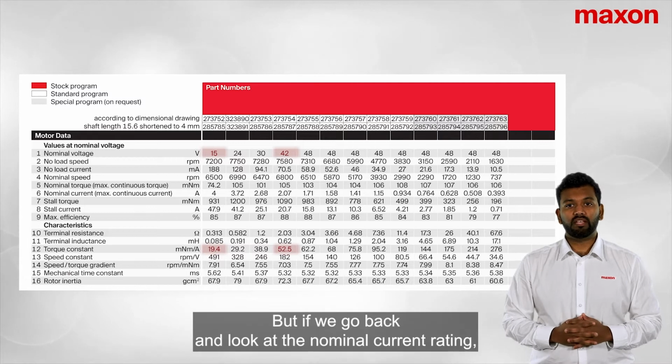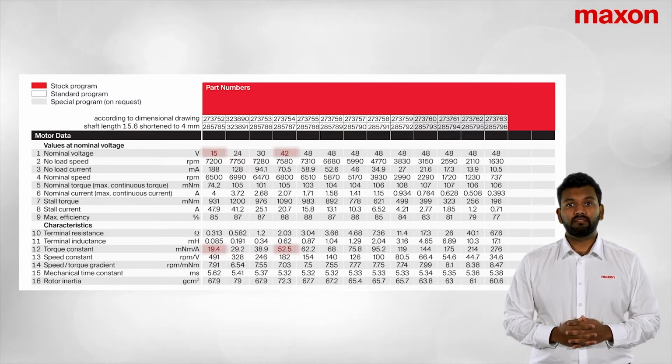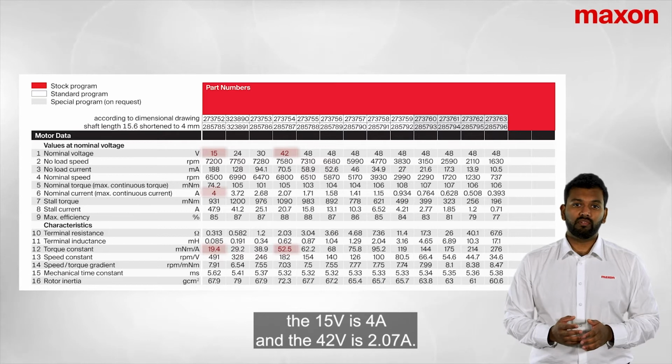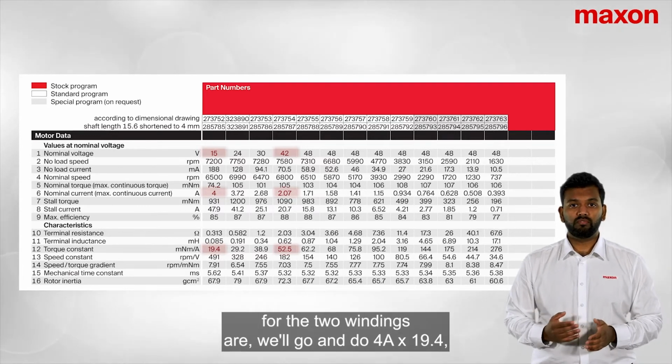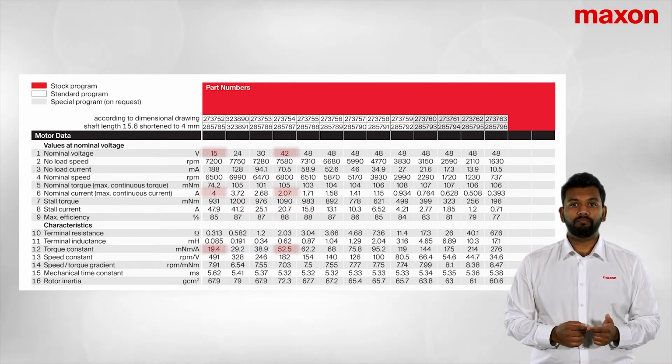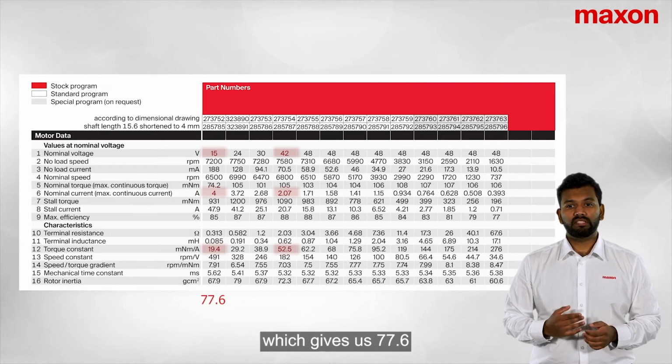But if we go back and look at the nominal current rating, the 15 volt is 4 amps and the 42 volt is 2.07 amps. So if we were to do a calculation to find out what the achievable torque for the two windings are, we'll go and do 4 amps times 19.4, which gives us 77.6.